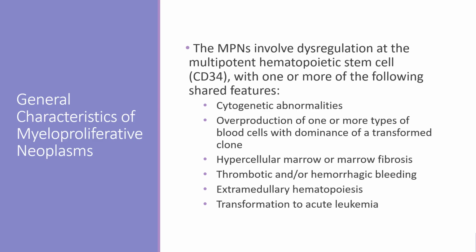We may have thrombotic and or hemorrhagic bleeding, so either blood clotting or hemorrhaging. We may see extramedullary hematopoiesis, and what that means is we are going to see a production of blood cells outside of the bone marrow, and this is usually because maybe there's inadequate production in the marrow, maybe there's a fibrotic bone marrow, and that can occur in the spleen, in the liver, and the lymph nodes. But generally speaking, that's kind of a way our body tries to compensate.